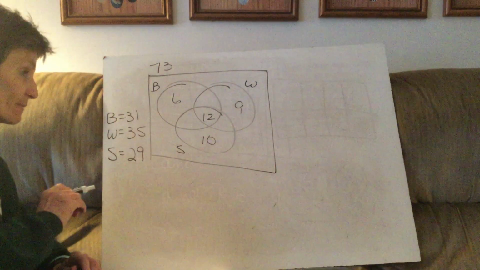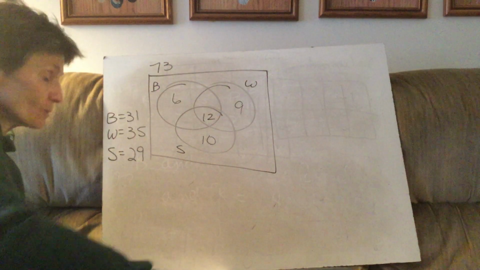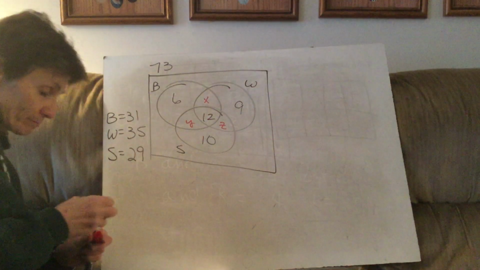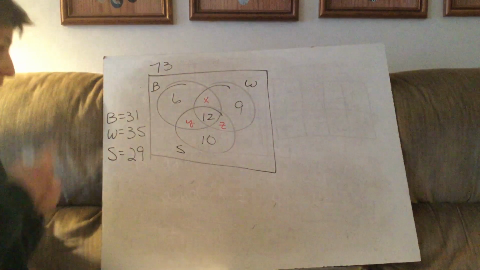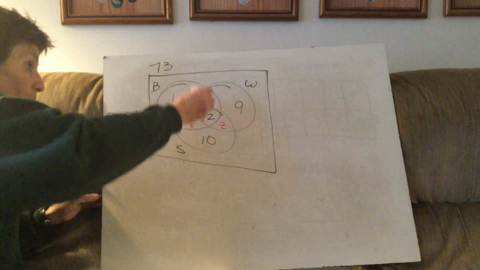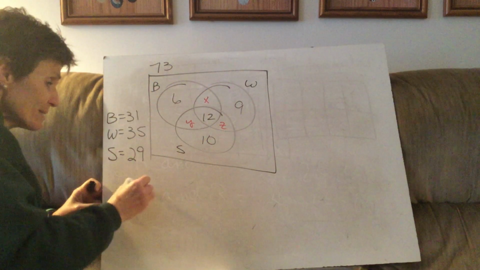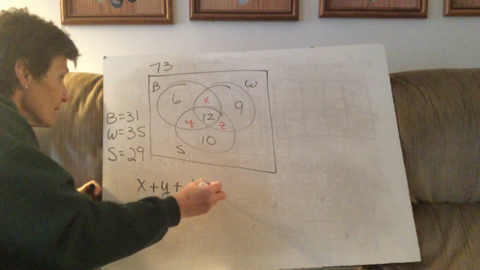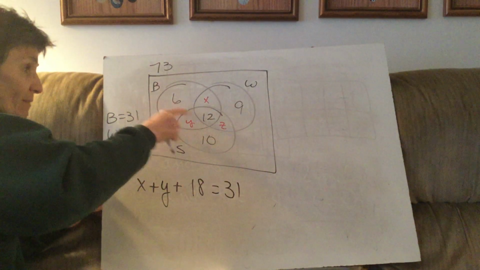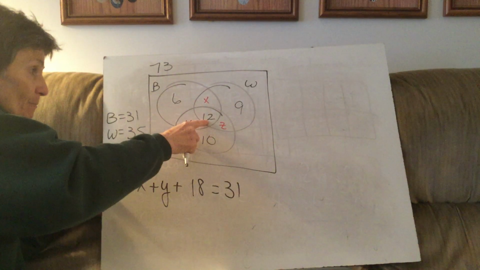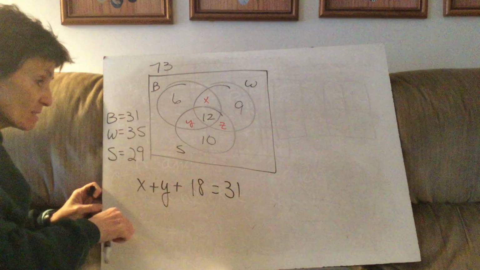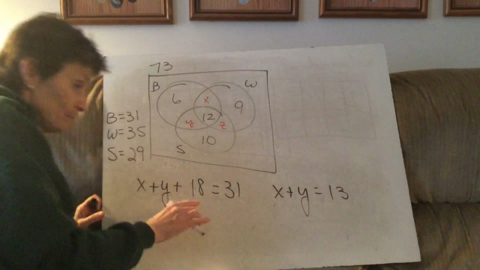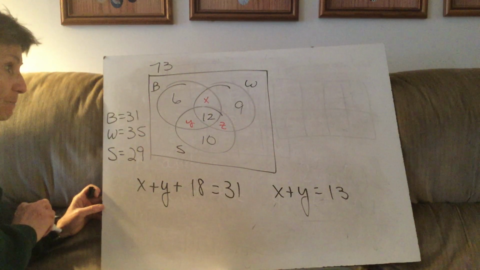Okay, so let's fill in the Venn diagram first before we answer any of the questions. So let's call these X, Y, and Z. And let's set up our equations. So for the B ball, for the biking ball, we have X and Y, and 18 that have to be 31. So we have 18, we have 6 and 12, that's 18. And then X and Y, and that has to be 31. Which means X plus Y has to be 13. We subtract the 18 over.